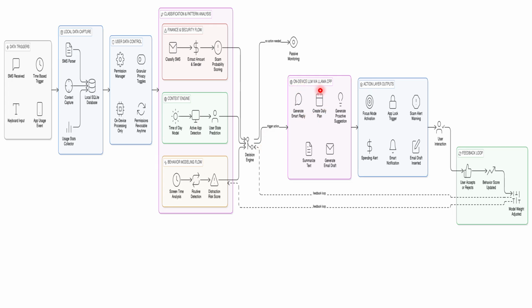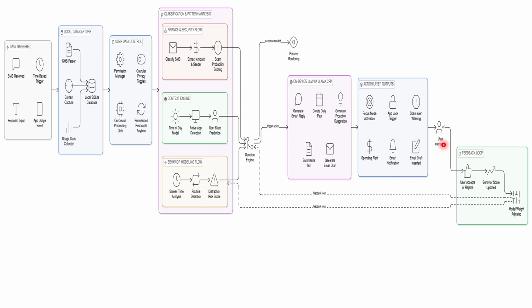So the first is the on-device LLM using Llama CPP. It will generate smart replies, daily plans, summarize text, generate email drafts, all of that stuff. The next layer is the action layer, where it will activate focus mode, give app lock triggers, scam alerts if there is any scam detection, spending alerts if the user is spending a lot of money on any particular thing, and smart notifications based on whatever app you are using. If you are using an app for a very long time, smart notifications will pop up telling you not to use it, and all of that stuff.